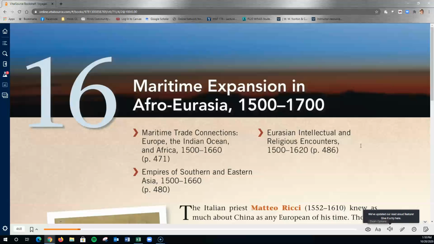The chapter PowerPoints will help with that too. So as you read through this, try to not only answer those questions, but also make yourself a little bit of an outline so that when you go back to study, you'll have a good guide.